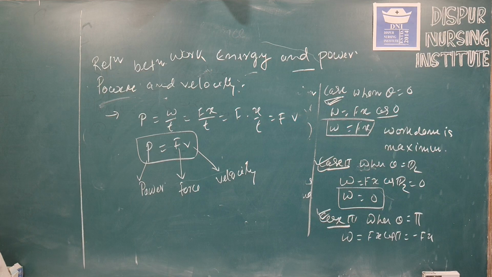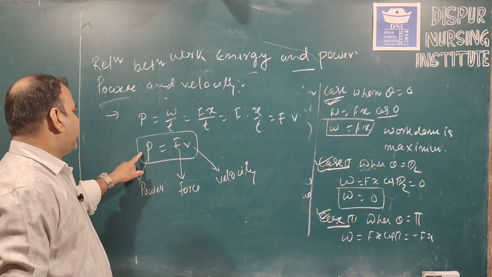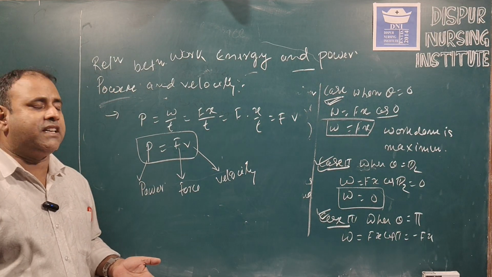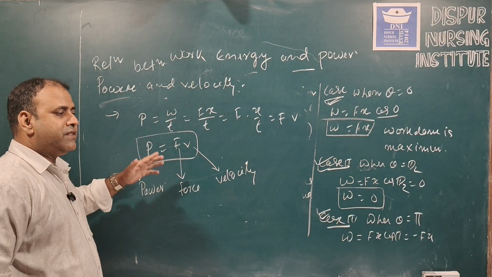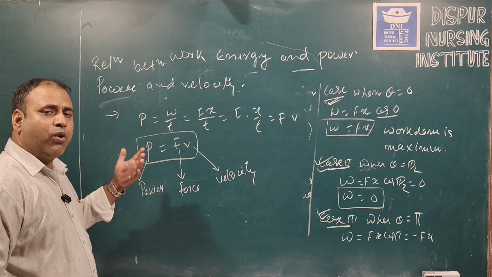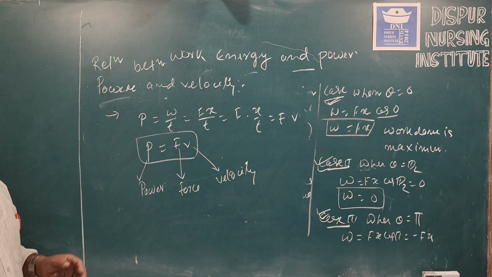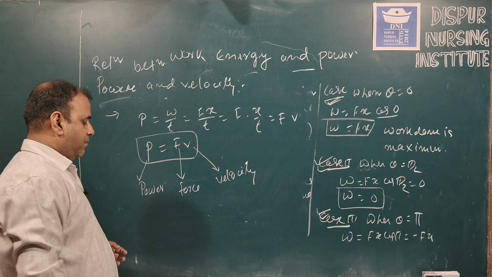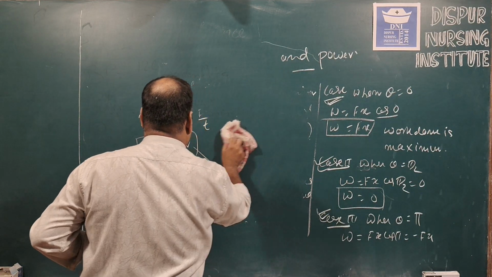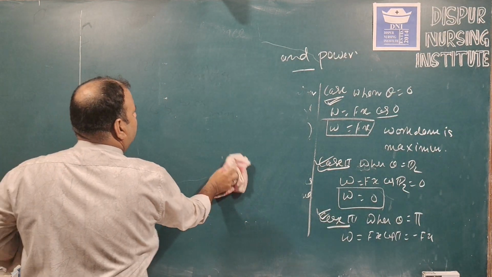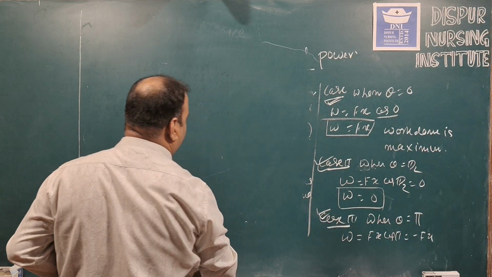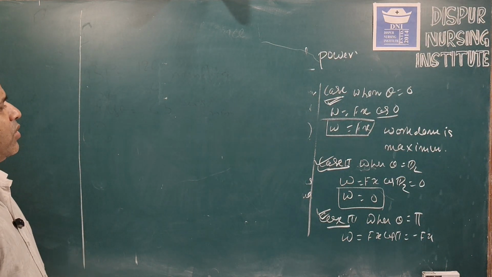For solving numerical problems, you must know the meaning of P. Sometimes P represents momentum, sometimes it represents power. So you have to check whose unit is given. If watt is given, then you have to consider power. If kg meter per second is given, then you have to consider momentum. So this is the idea about work, energy and power. Dear students, the numericals of this chapter are very important, and you must know how to solve them.